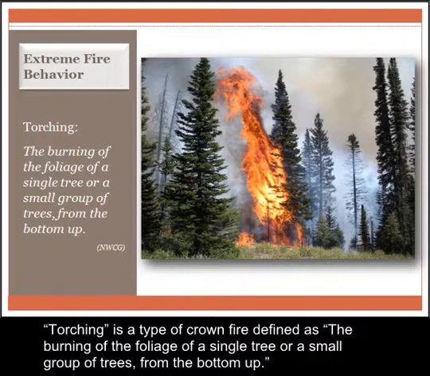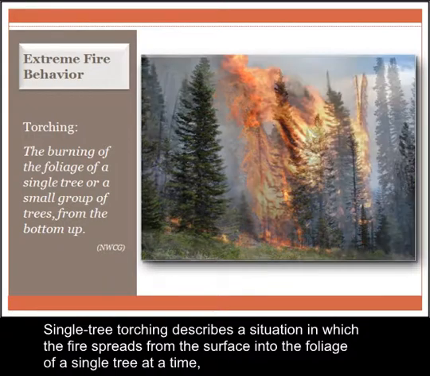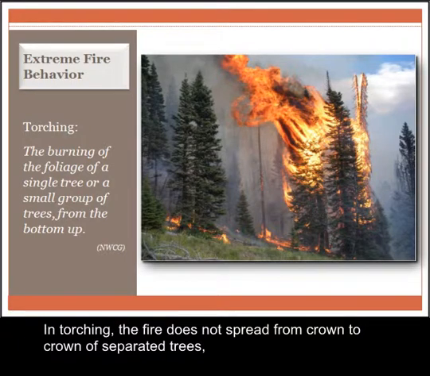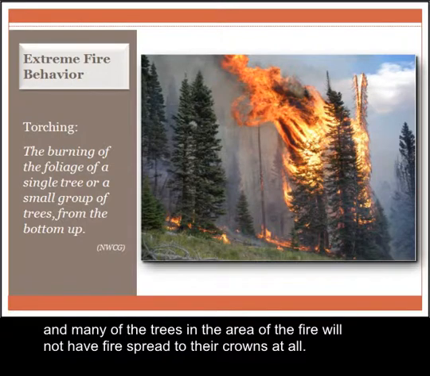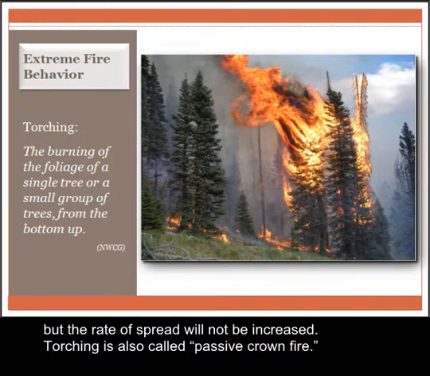Torching is a type of crown fire defined as the burning of the foliage of a single tree or a small group of trees from the bottom up. Single tree torching describes a situation in which the fire spreads from the surface into the foliage of a single tree at a time, while group torching describes surface fire moving up multiple closely spaced trees. In torching, the fire does not spread from crown to crown of separate trees, and many of the trees in the area of the fire will not have fire spread to their crowns at all. The spread of the surface fire is reinforced by the torching trees, but the rate of spread will not be increased. Torching is also called passive crown fire.